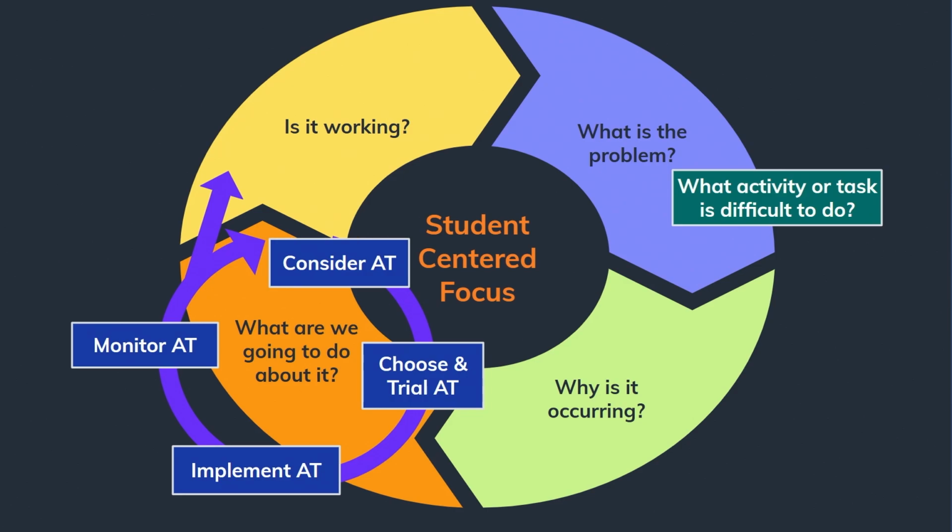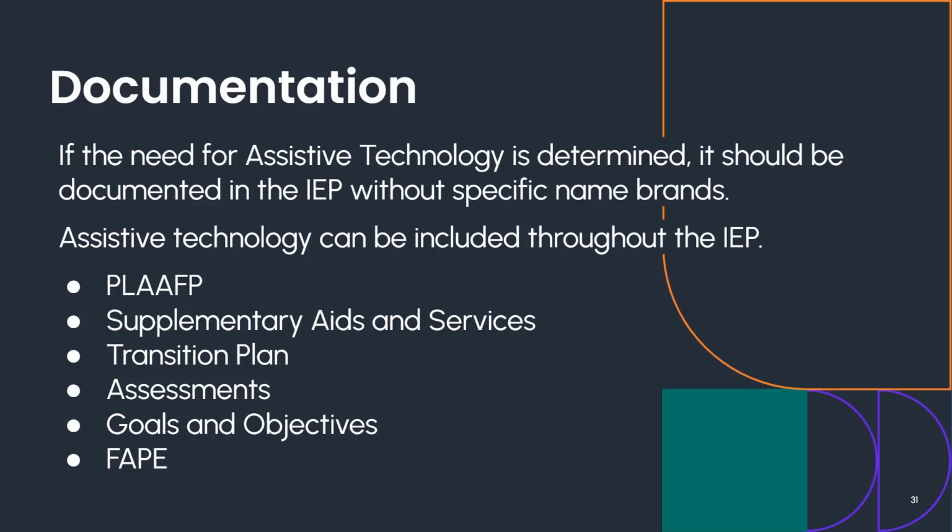Now when it comes to documentation, if AT is determined that it's needed, right, we want to document that throughout the IEP without using specific name brands. Companies change names all the time. For example, Text Help, which was the original producer of Read and Write for Google, or maybe not even the original, is now owned by a company called Everway, right? So I'm not going to write in the IEP that Everway products of Read and Write, right? Because who knows? That might change again in the near future.